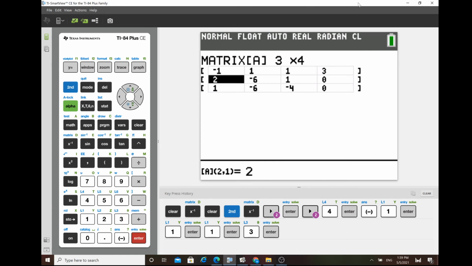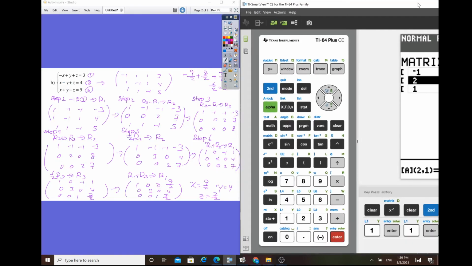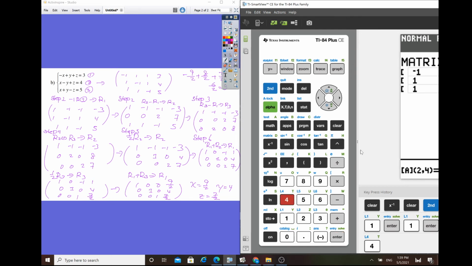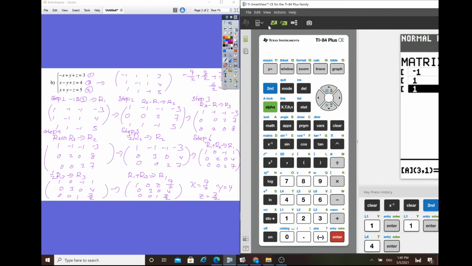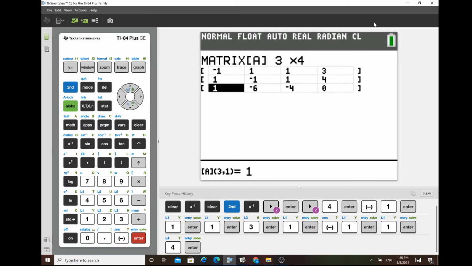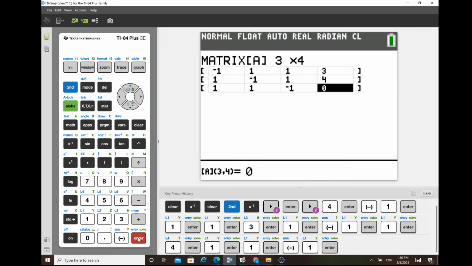So that takes care of the first row. And then the second row that we got here is 1, negative 1, 1, 4. Making sure that this one is all correct, enter. And then the third row we have is 1, 1, negative 1, 5.